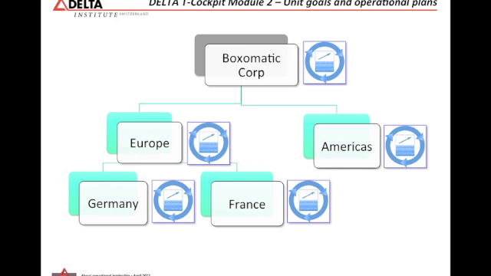The units are linked by their goals. The totals of Germany and France goals is the goal of Europe, and the total of Europe and Americas is the goal of the corporation. However, the individual operational plans may vary widely. Certainly they will, because the obstacles to be successful in Germany are certainly going to be different from the obstacles to be successful in Americas.